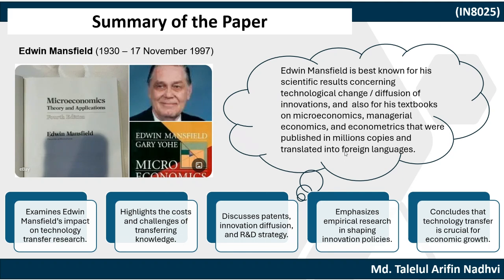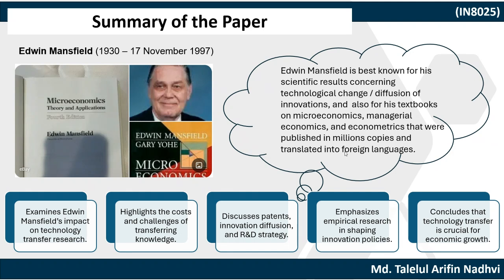If we want to summarize the paper of David Teece, we need to understand his superior Edwin Mansfield as well. Edwin Mansfield was a very well-known person for his textbooks on microeconomics, managerial economics, and econometrics. In this paper, David Teece argued that Edwin Mansfield should be recognized as one of the pioneers of the economics of innovation. He critically analyzed the works of Edwin Mansfield and emphasized several points.